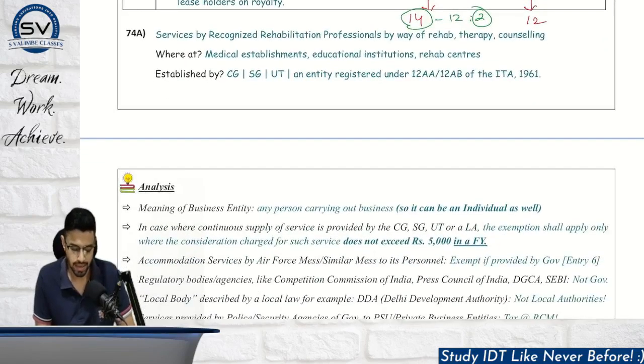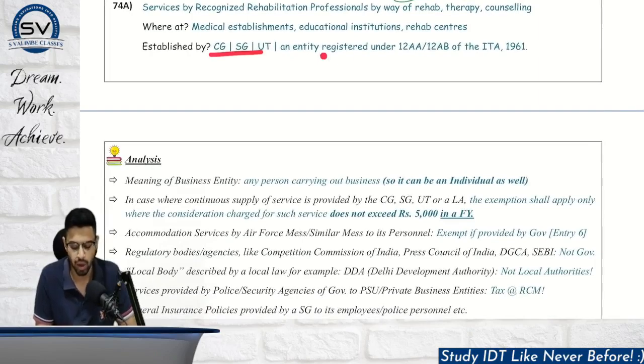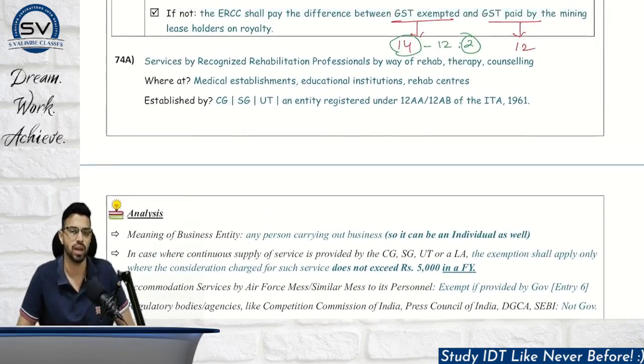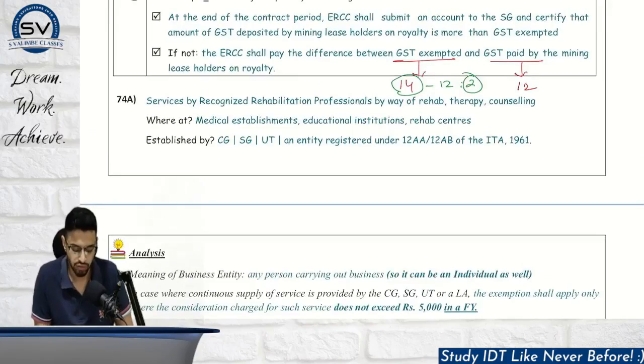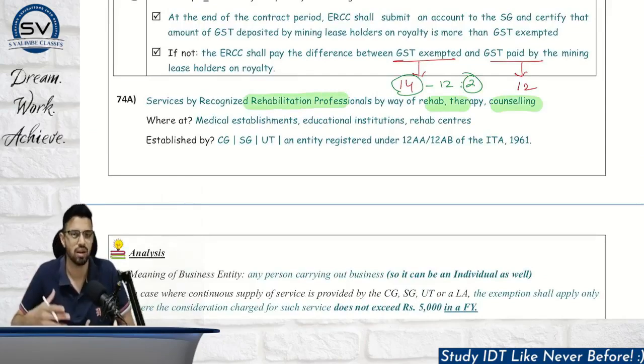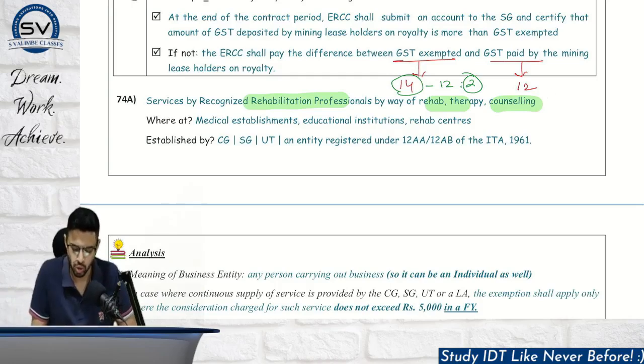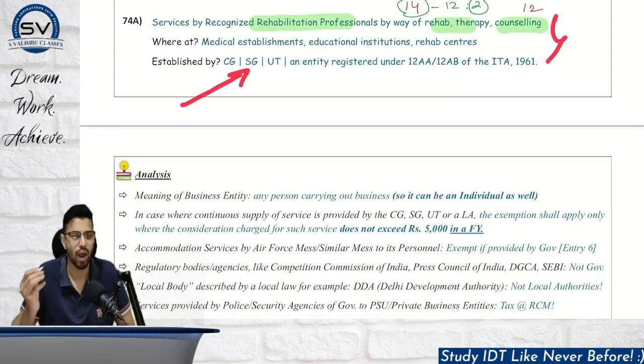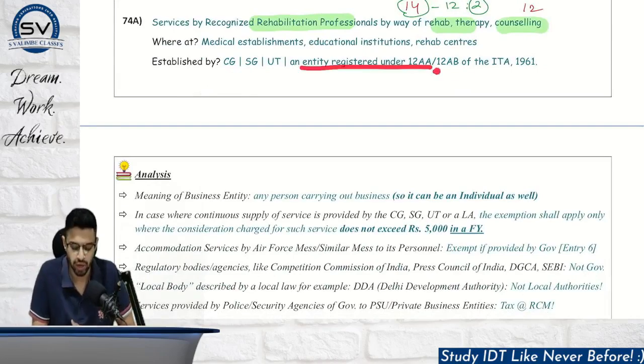Hope this is clear. Next, services by recognized rehab professionals by way of rehab therapy counseling, and these services are performed where? At any medical establishment, educational institutions or rehab centers. But who has established these institutions, these establishments? Government or entities registered under 12AA of the Income Tax Act. So main focus is service of rehabilitations and therapy and counseling. So rehab therapy is given, physical therapy is given, counseling is given for mental health and all those points. So that is also okay. Main focus we have to do as to who has established, but this is also covered here, 12AA.